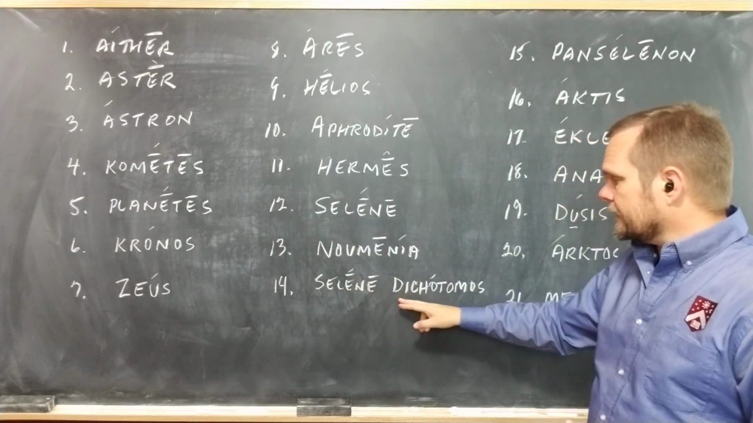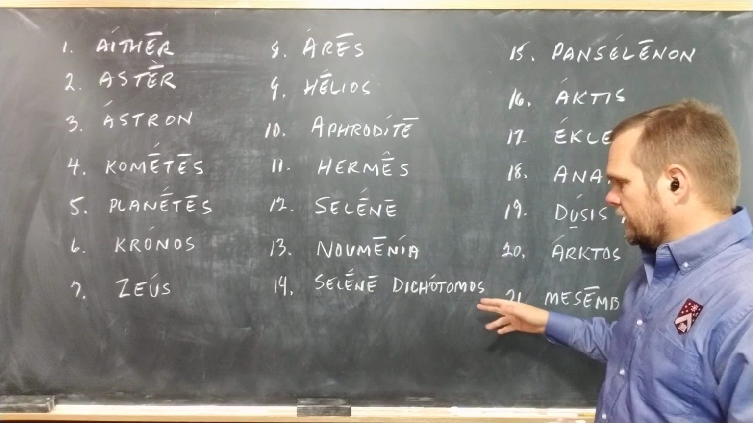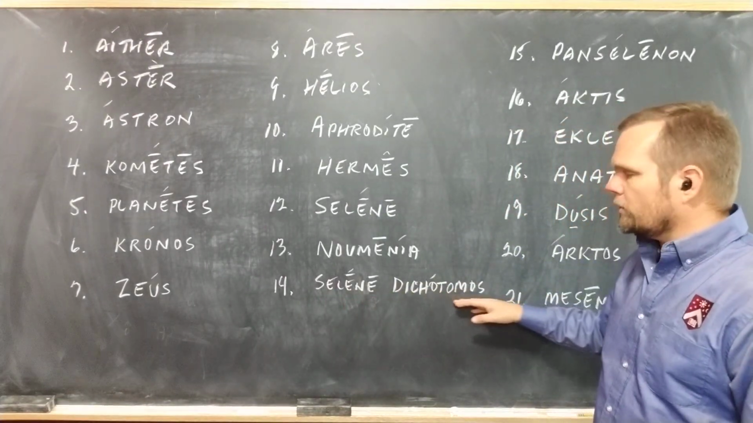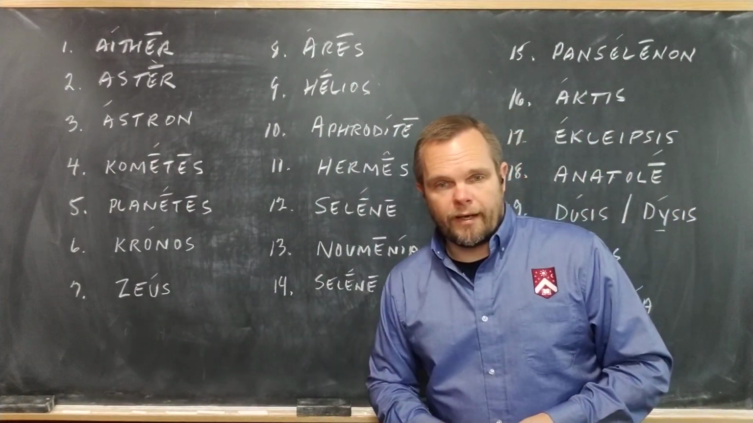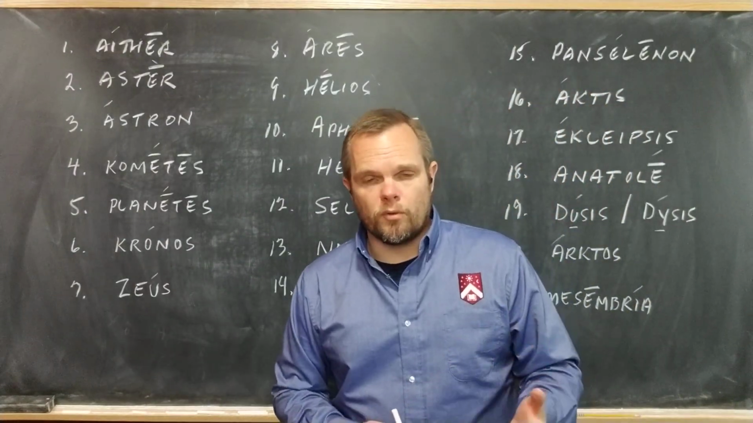Selene dikotomos. And that simply means half. Selene dikotomos. Okay, that's number 14. Half moon. Next, number 15 on our list is full moon.